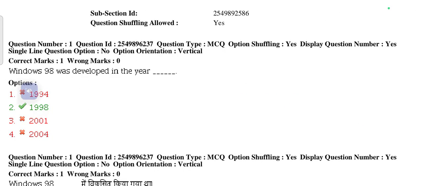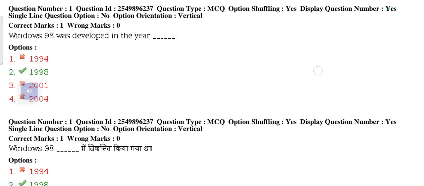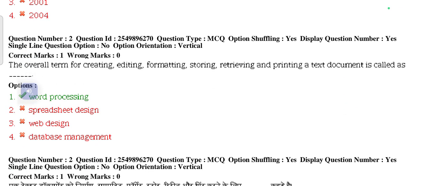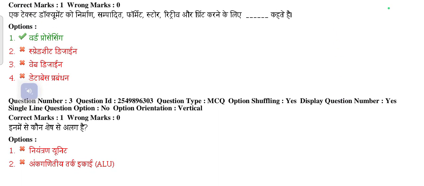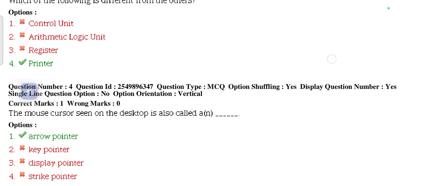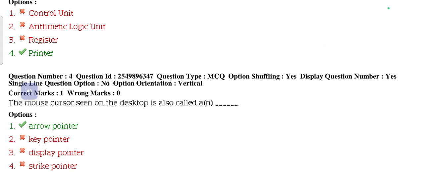Windows 98 was developed in the year 1998. The overall term for creating, editing, formatting, storing, retrieving and printing a text document is called word processing. Which of the following is different from the others? Control unit, arithmetic logic unit, register, printer. Answer: printer. The mouse cursor seen on the desktop is also called an arrow pointer.